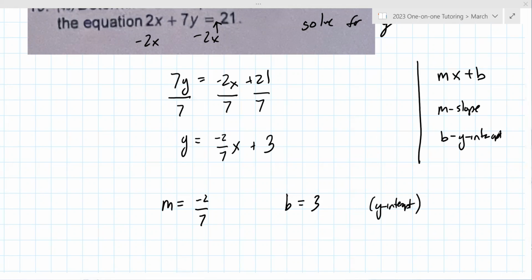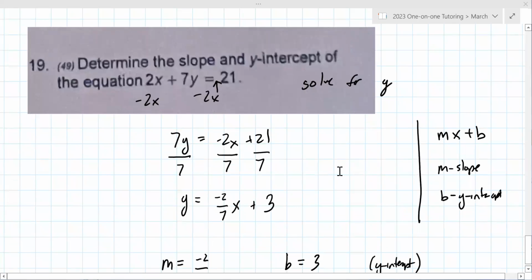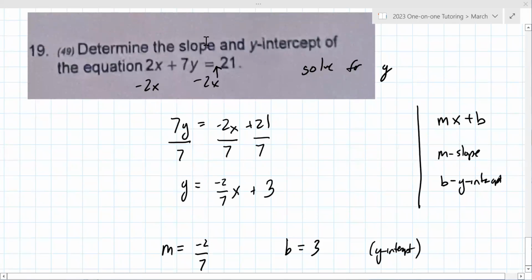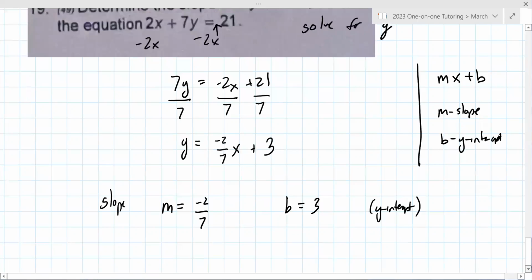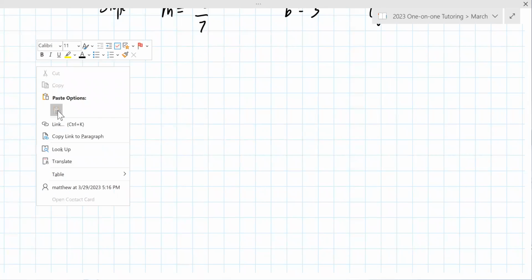Yeah. All right. So number 20. But just to be clear, the answer would be y is equal to -2/7. No, slope. Slope is m. It's asking for two things: slope and the y-intercept. Oh, okay. Yeah. Okay, here we go.